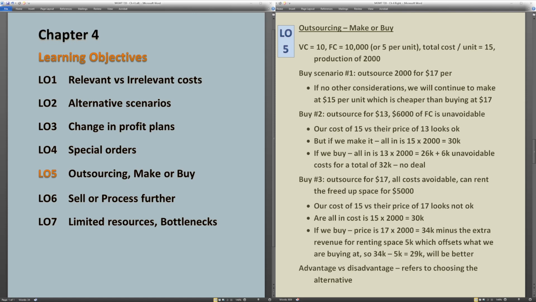And I'll just also point out that the phrasing advantage versus disadvantage that you'll see in the textbook is referred to between if we do nothing, in this particular case, in other words, continue to make it ourselves, what is the alternative? Is it advantageous to choose the alternative or disadvantageous to choose the alternative?